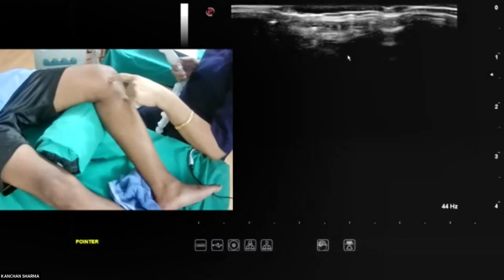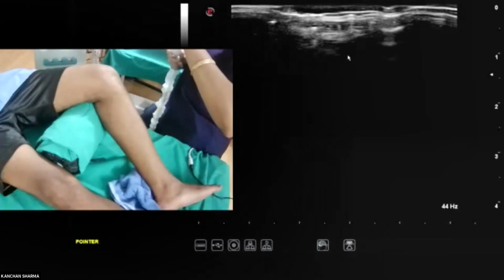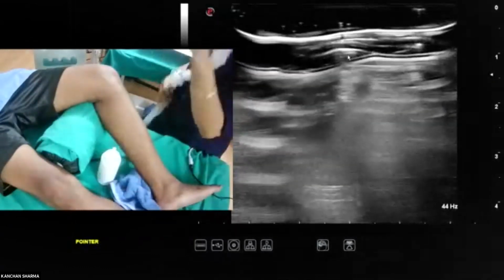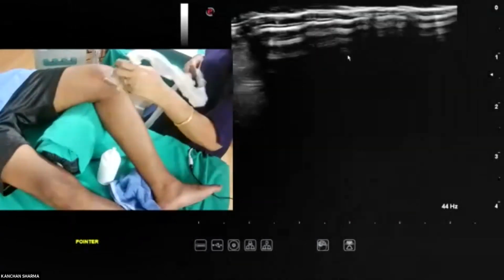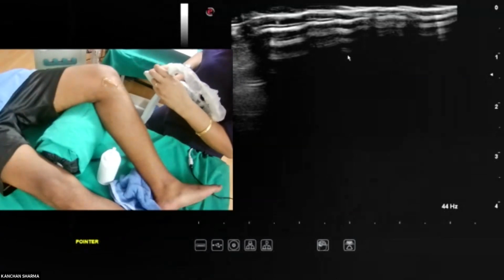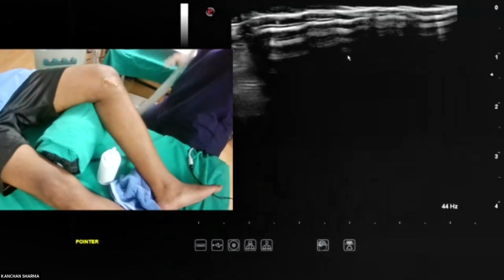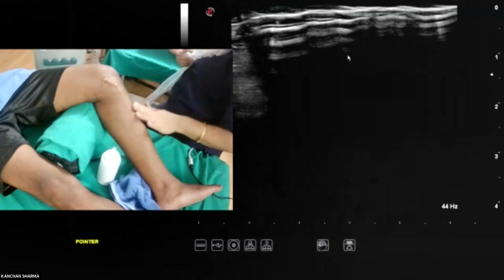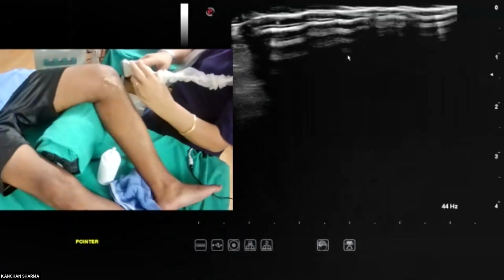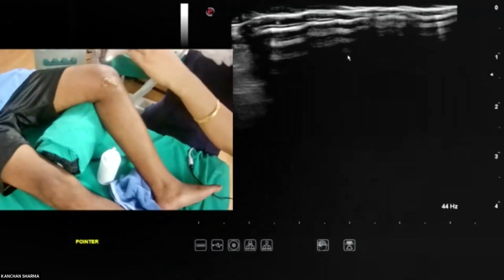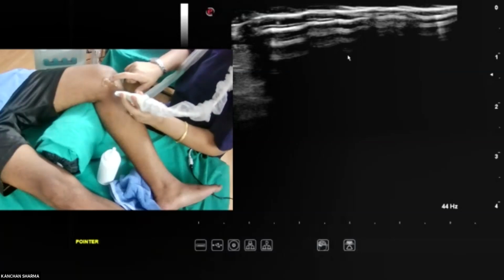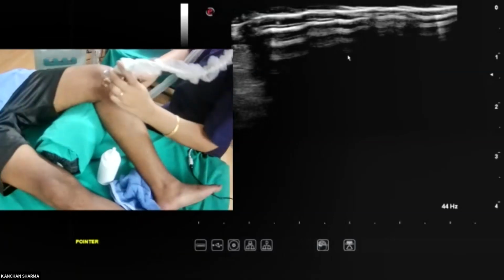What you need to do here is, now the probe is again in the longitudinal axis. This is the aspect marker, which will be towards the patient. So first we have learned the position, then we should learn the probe position also. So the probe position, again, it is in the longitudinal axis. The aspect marker is towards the patient. Either you put a finger over there and then you put your probe.